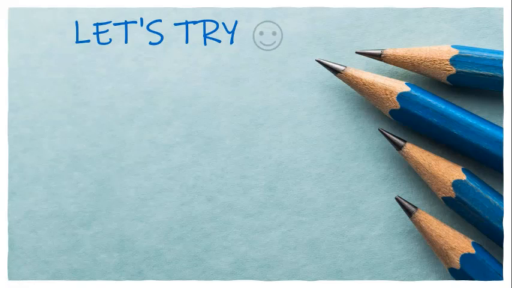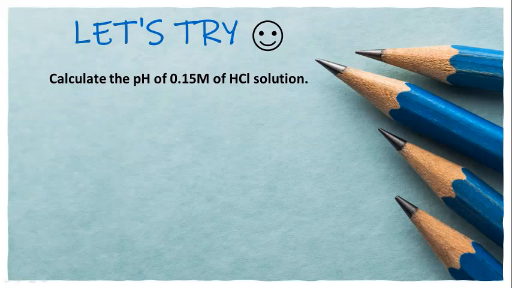Let's try this example. Question: calculate the pH of 0.15 molar of HCl solution. From this question, we know that HCl is a strong acid and 0.15 molar is the initial concentration of the HCl. To find the pH, we must have the concentration of hydronium ion or concentration of the proton. So firstly, we have to write the dissociation equation of a strong acid HCl.